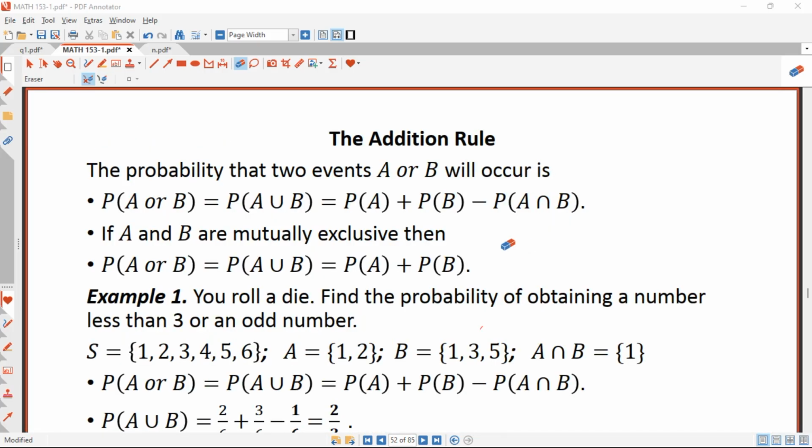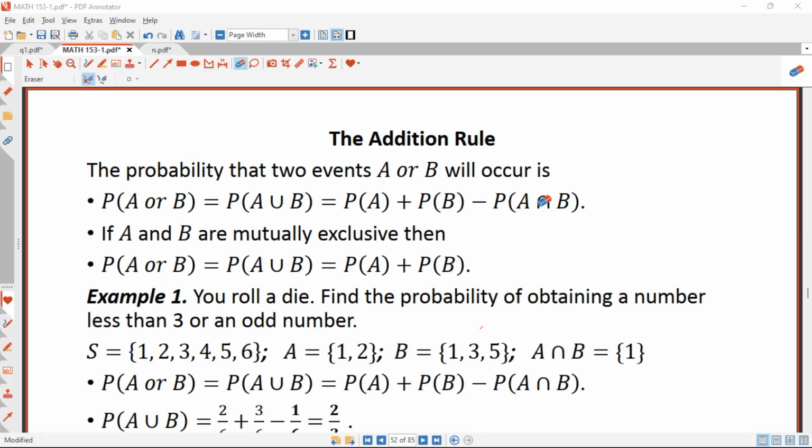Once you have been able to appreciate mutually exclusive events, let's come down to the addition rule. The probability that either of two events A or B will occur can be written as the probability of A union B, which can be further expressed as the probability of A plus the probability of B minus the probability of A intersect B. But if the events A and B are mutually exclusive, then the probability of A union B can be written as the probability of A plus the probability of B, because the probability of A intersect B will be equal to 0 once the events are mutually exclusive.